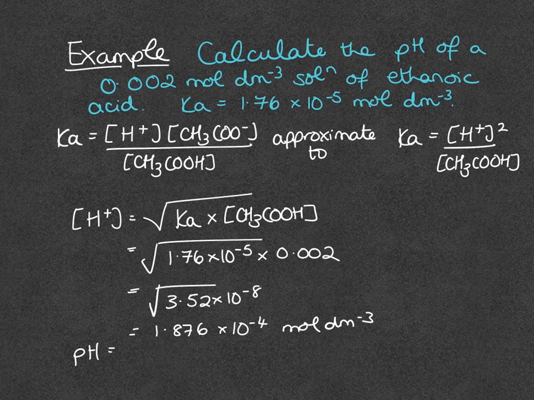So pH now, minus log that, minus log answer. It's going to give us 3.73. Remember, 2 decimal places for this. We can do a mental check. Does this seem a sensible value for a weak acid? And it does. So we can probably move on from this.